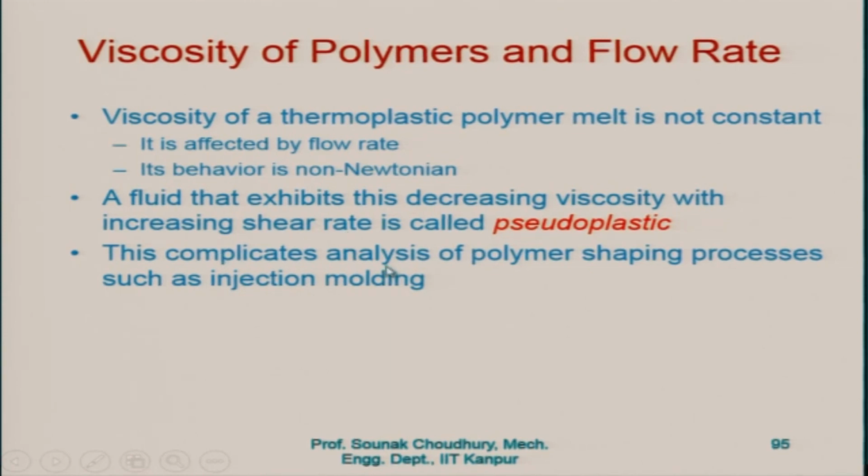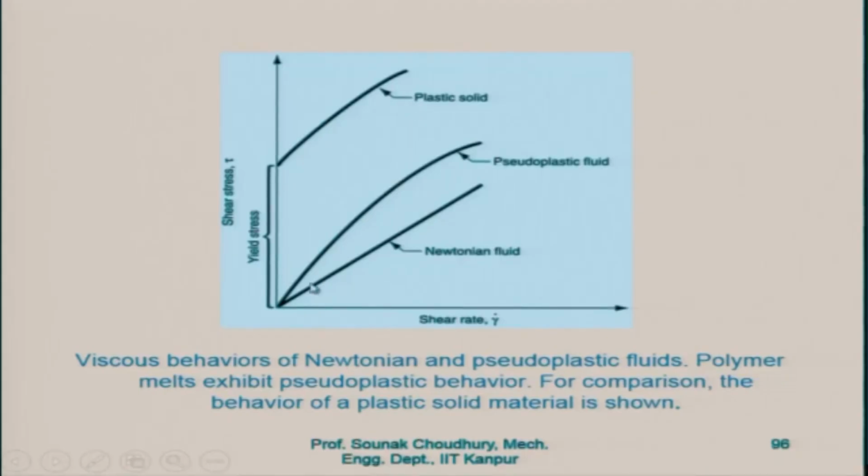This complicates analysis of polymer shaping processes such as injection molding. As you understand, injection molding is directly related to manufacturing, and if we have pseudoplastics, this will complicate things. We have to take care of this property of pseudoplastics, that the viscosity will change depending on the shear rate, and we have to know beforehand how much the viscosity can change with the applied shear rate. Then only can you have the injection molding process properly designed. This is how it happens.